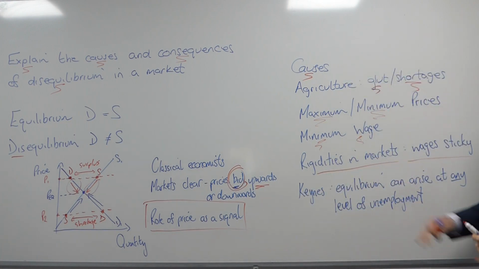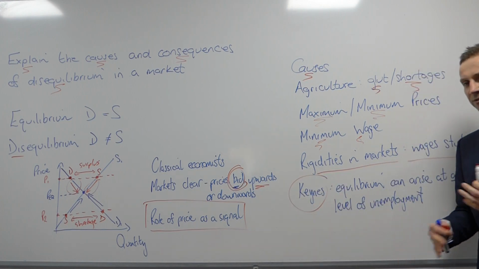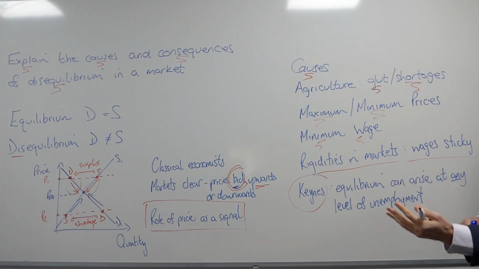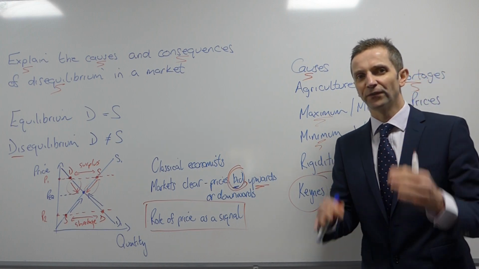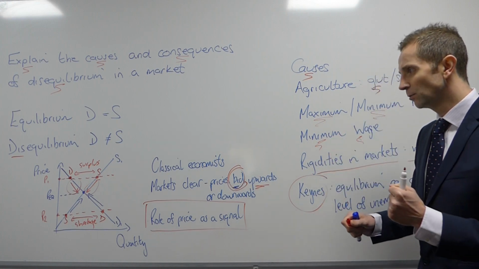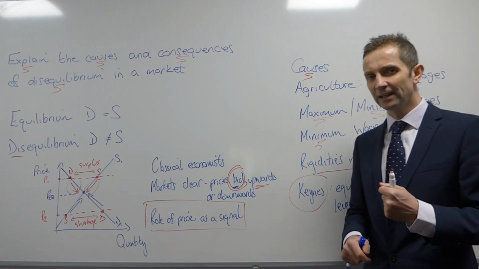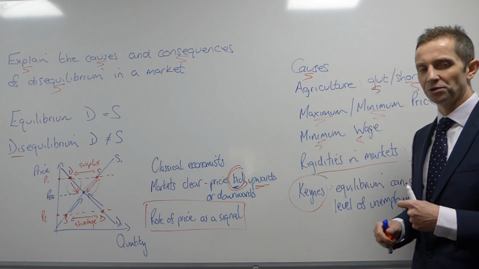And I'm constantly, when I'm thinking about this, I'm constantly reminded of Keynes. It really shines a light on this, because JMK said that equilibrium can arise at any level of unemployment. So not just full employment, where the demand is equal to total supply, but any level. I think that's very revealing, and it says a lot also about the labour market, again, which we'll touch on in another video.